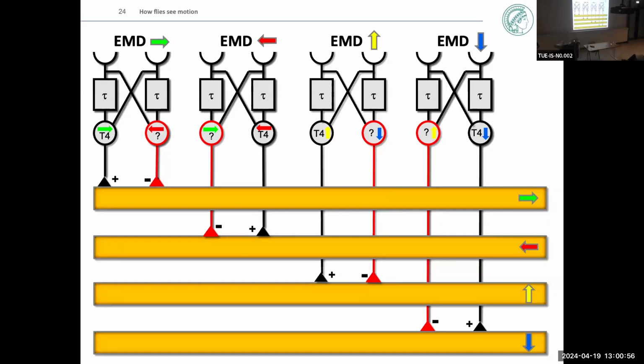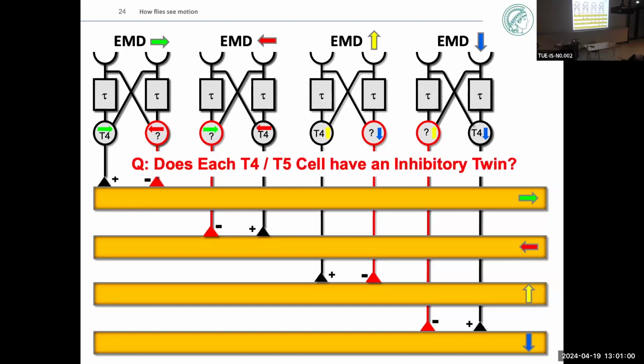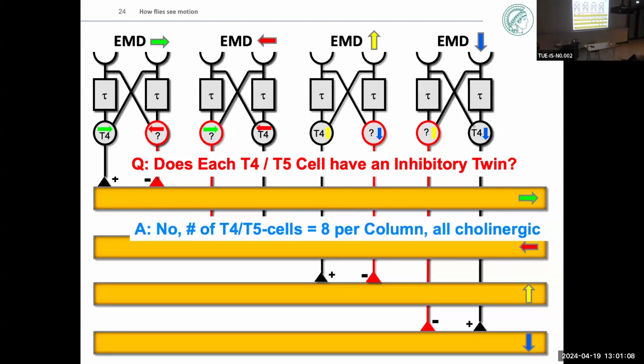But what about these inhibitory neurons that we postulate somehow? So does each of these T4, T5 cells have an inhibitory twin? The answer is no. We calculated them, we counted them, and the numbers really fit. We have 8 of these cells per column, T4, T5 cells. They're all cholinergic. There are no inhibitory T4, T5 cells. So what is going on?